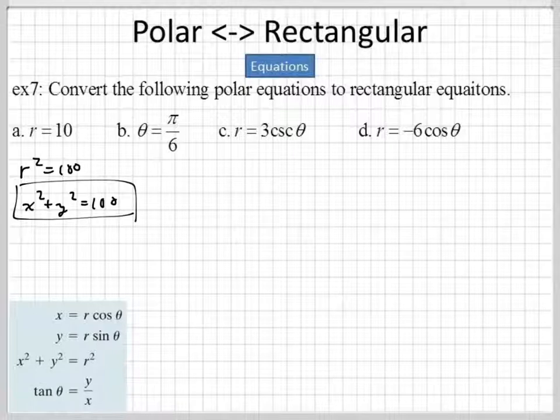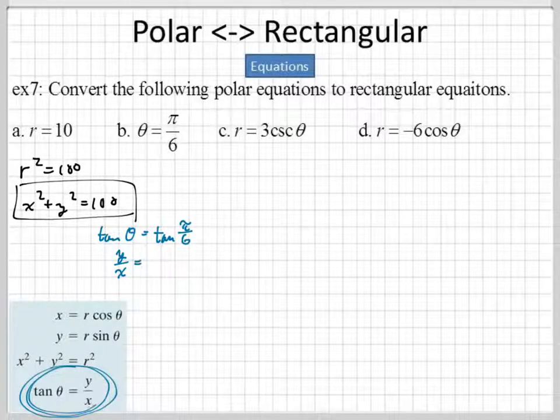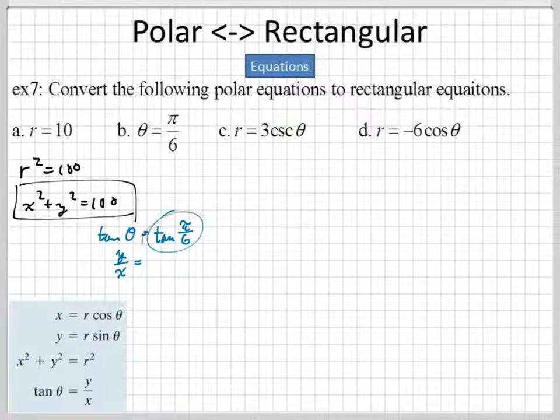Tangent. Oh, so we could take the tangent of both sides. Okay, so let's try it. We take the tangent of the left side, so we get tangent of theta. And we take the tangent of the right side, tangent of pi over 6. This we can now take out. What does tangent of theta equal? Y over x. Okay, right? We're using this guy right here. Now what is tangent of pi over 6?